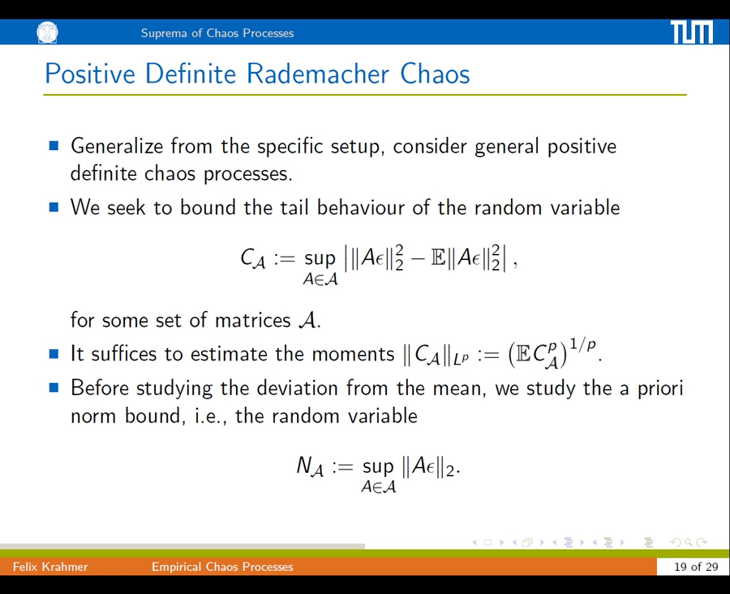The first step in this analysis is that what we want is to analyze this quantity, the deviation from its mean. But we start by looking at the random variable that doesn't have this expectation subtracted. So this is somewhat simpler. It will lead to a worse bound, because these are of course expected to be close together. But still, we want to look at this simpler quantity first and then use it to refine later on.